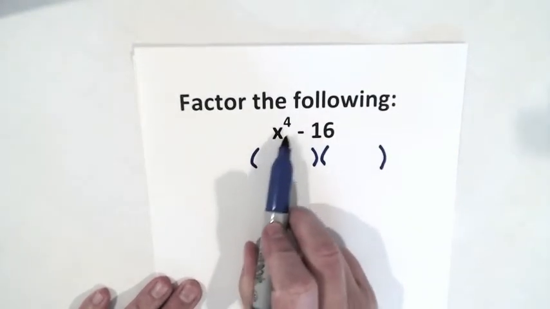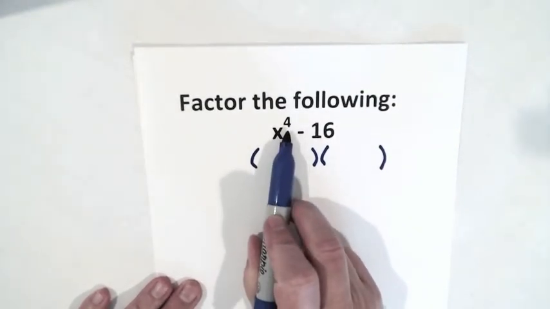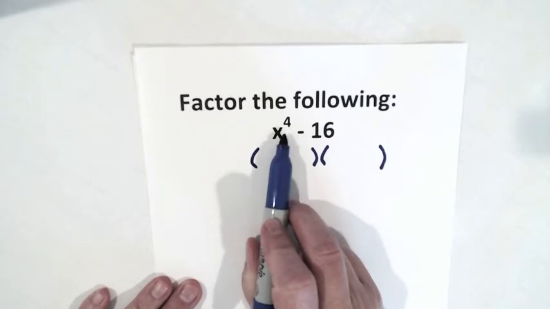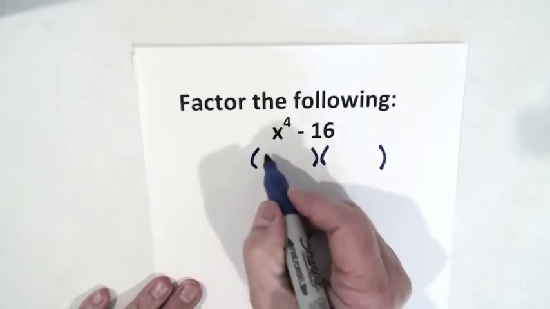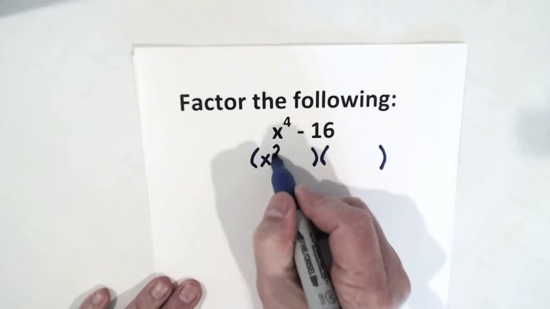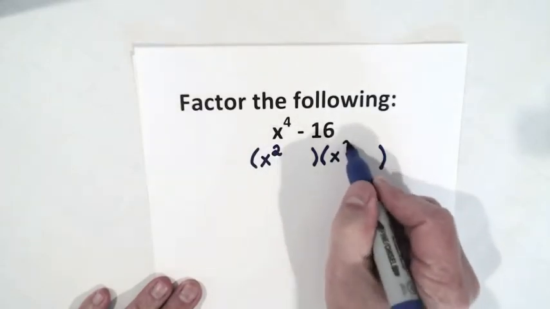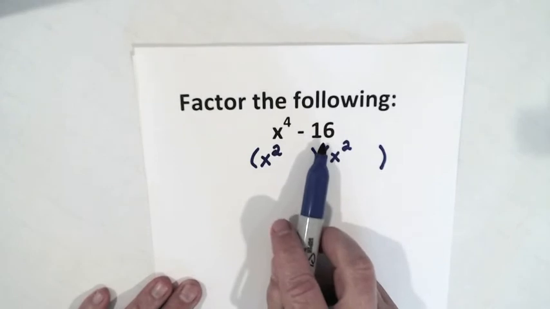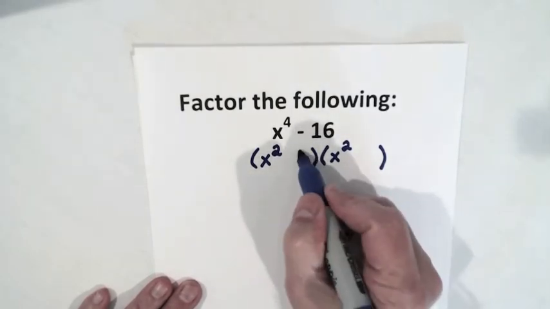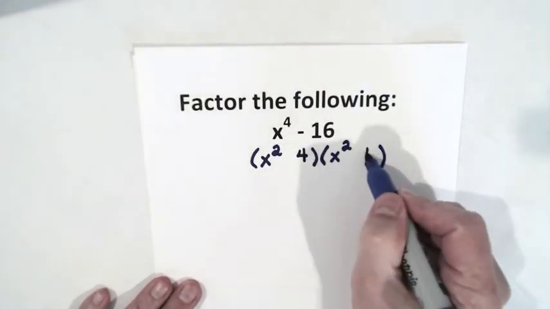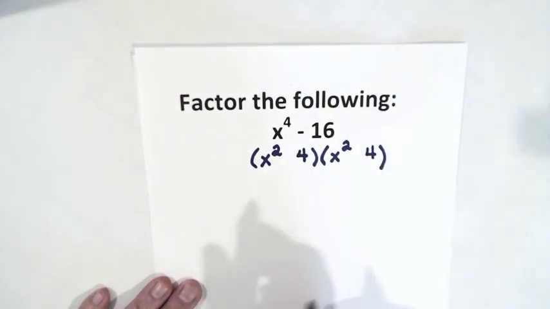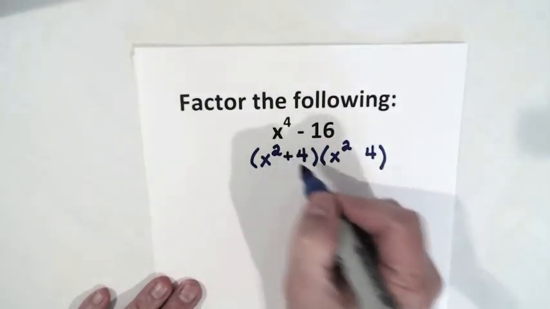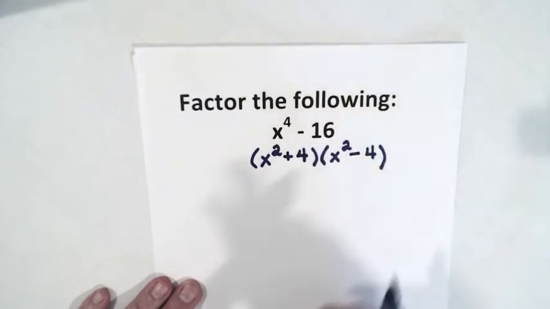Right here in the front, I have x to the 4th power. Remember, this has to be an even exponent. Since it's an even exponent, I can split this up evenly. That means I'm going to have x squared and x squared in the front. I take the square root of this number in the back. The square root of 16 is 4. I put that 4 in the back of each one of these sets of parentheses. In one set of parentheses, I put a plus sign. The other set of parentheses, I put the minus sign.